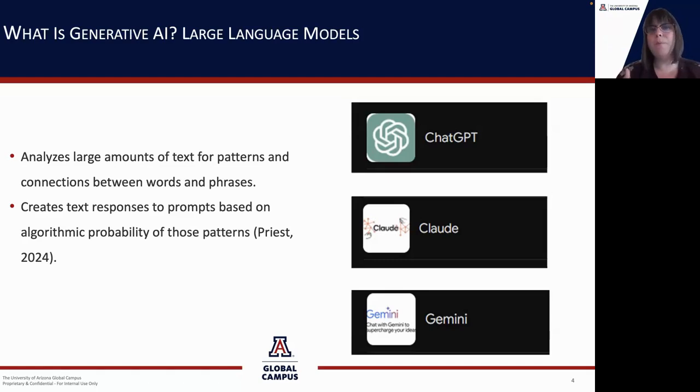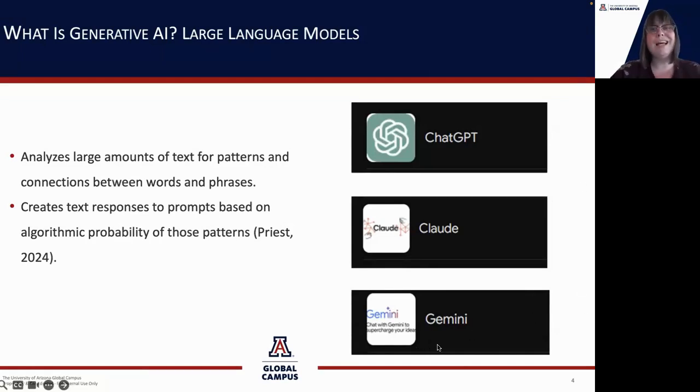There are some listed here. ChatGPT is probably the one most people are familiar with. Claude is another one. And then Gemini is actually Google's generative AI. And what they've done to create this database of tools that they're looking at for these patterns and connections between words and phrases is the internet. ChatGPT, I believe, goes up to October of 2023 in terms of the information that it's added to its database for the new GPT-4. And there are different versions all the time.